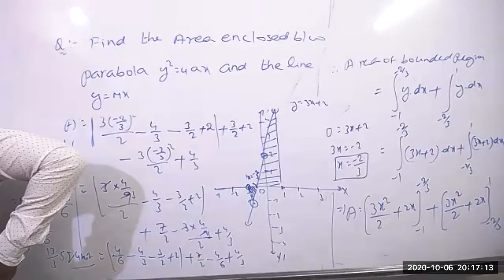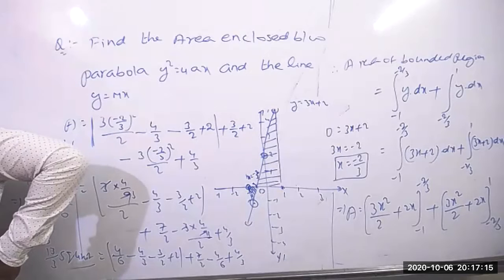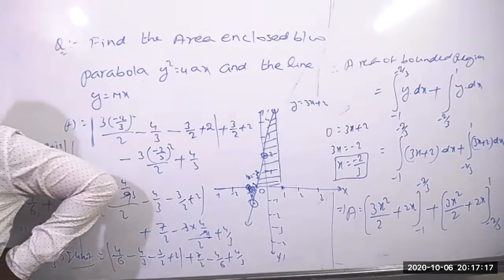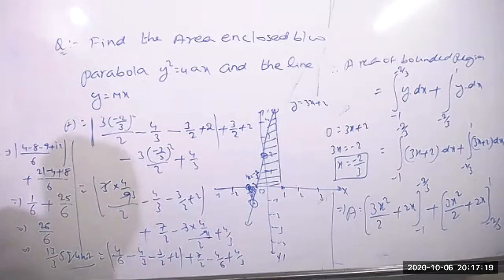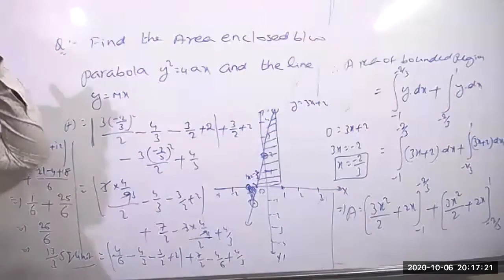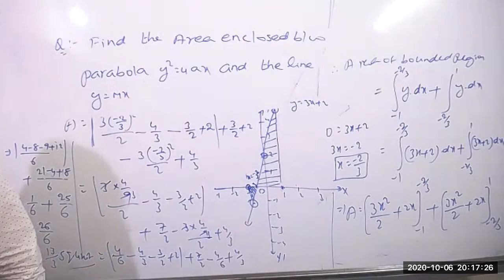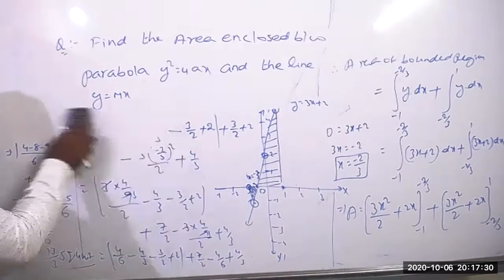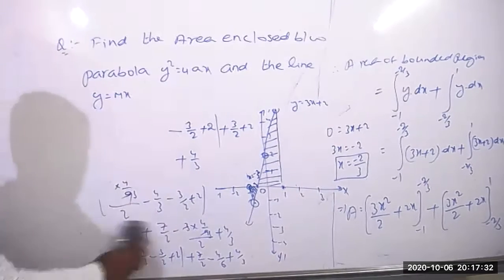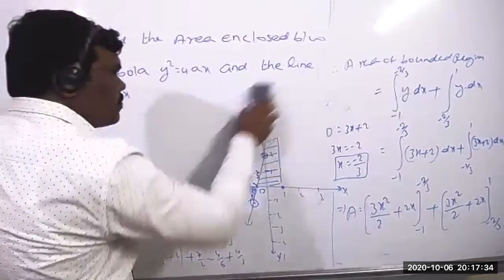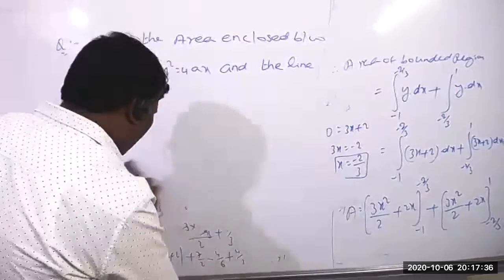What is the meaning of y equal to mx? Anyone tell me? Sir, this is a homogeneous equation. So the homogeneous equation means it compulsorily passes through the origin. Correct. Yes, sir. But I think this is the slope intercept form, the straight line we got. Correct or not? Yes, sir.